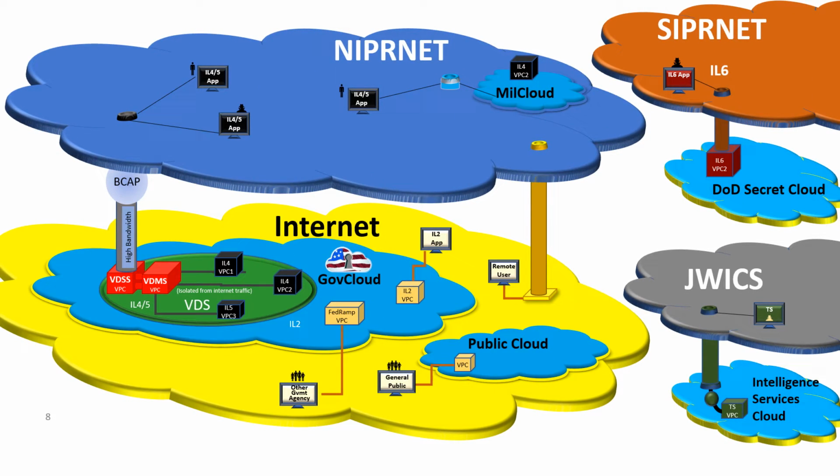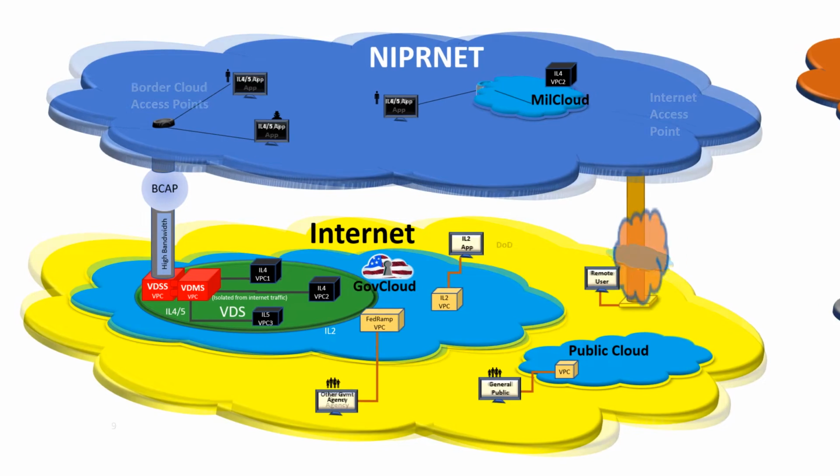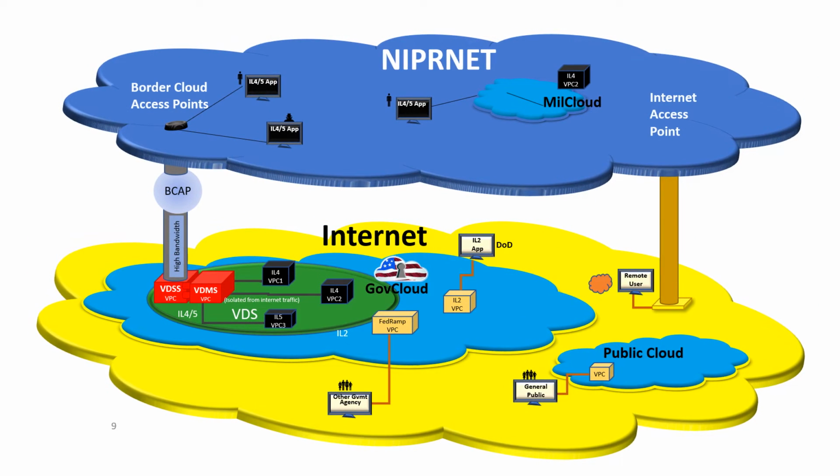Numerous applications reside in the multiple networks, all accessing the different cloud data centers from different networks. A user on the Internet would gain access to the Impact Level 4 or Impact Level 5 application by traversing through an Internet access point to the NIPRNet, and then navigating through the boundary access point to the mission application, such as is depicted in this animation.